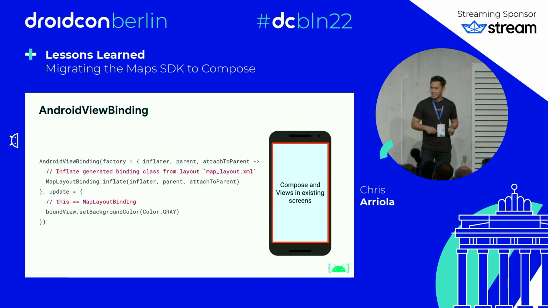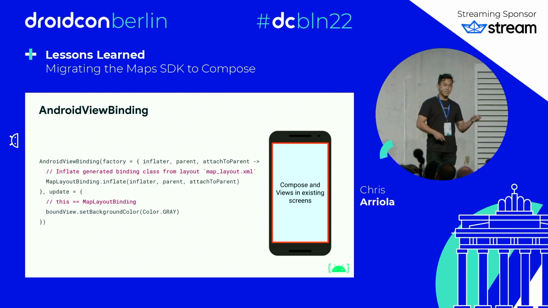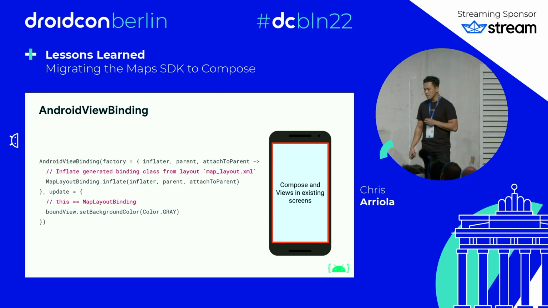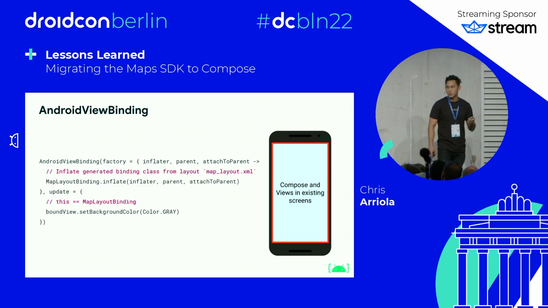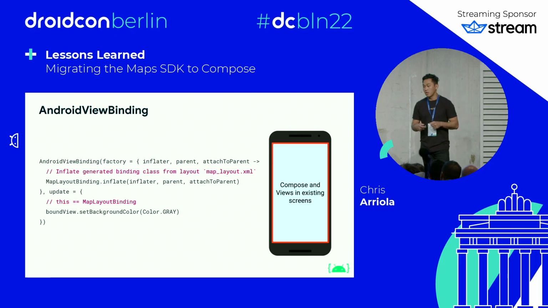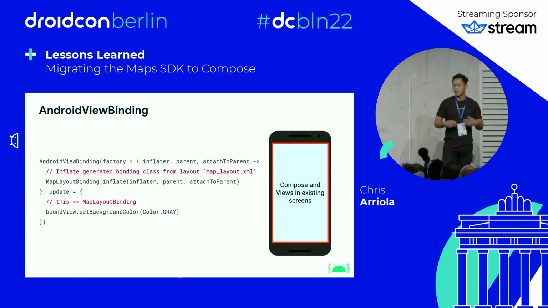The cousin of Android View is Android View Binding. So this requires that you have view binding enabled on your app. And with Android View Binding, you would call inflate on the generated binding class from one of your layouts. So for example, say you have map_layout.xml, you would call MapLayoutBinding.inflate in your factory function, and then in the update lambda, that's where you would get your inflated views. And then that's where you would mutate it.